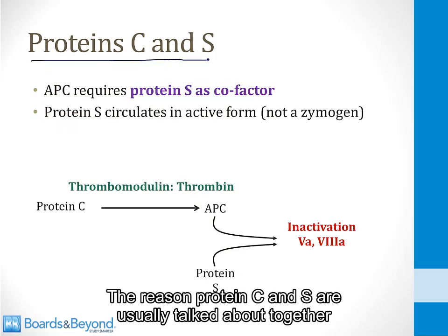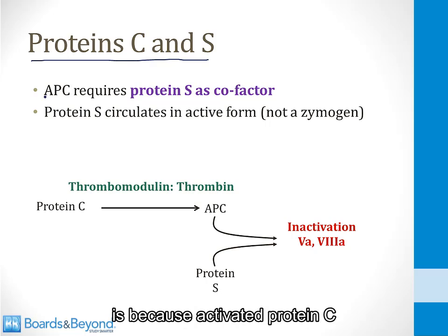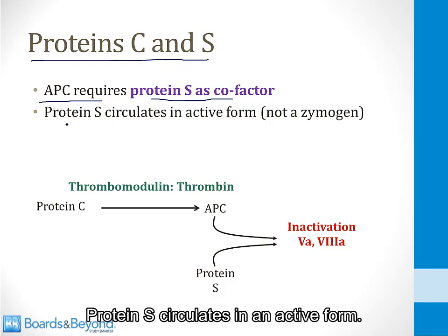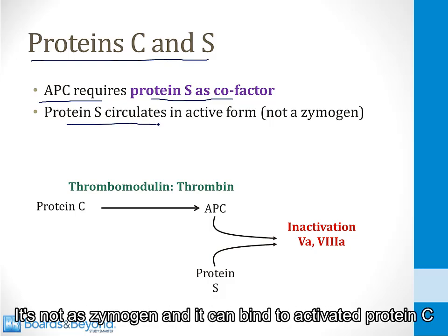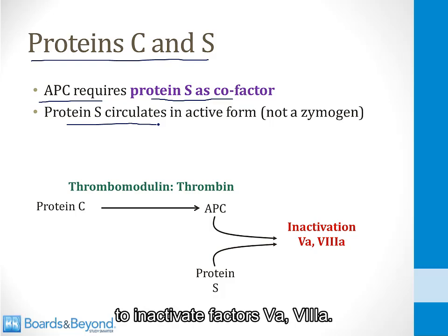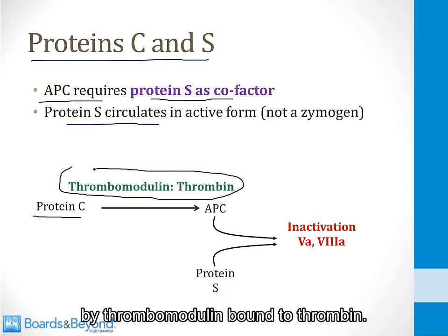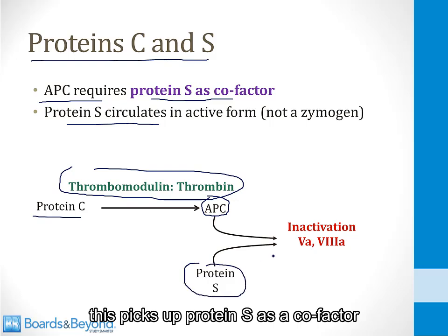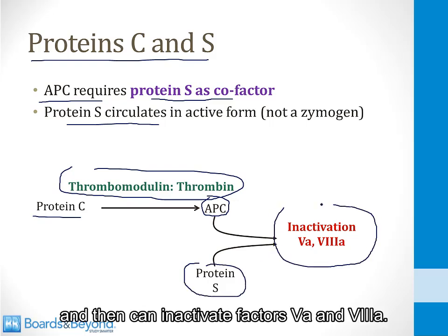The reason protein C and S are usually talked about together is because activated protein C requires protein S as a cofactor. Protein S circulates in an active form. It's not a zymogen, and it can bind to activated protein C to inactivate factors 5A and 8A. So I've shown this schematically at the bottom of the screen. Protein C can be activated by thrombomodulin bound to thrombin. It becomes activated protein C. This picks up protein S as a cofactor and then can inactivate factors 5A and 8A.